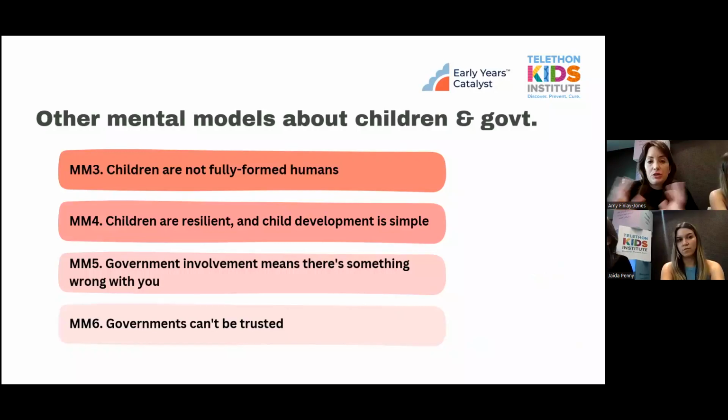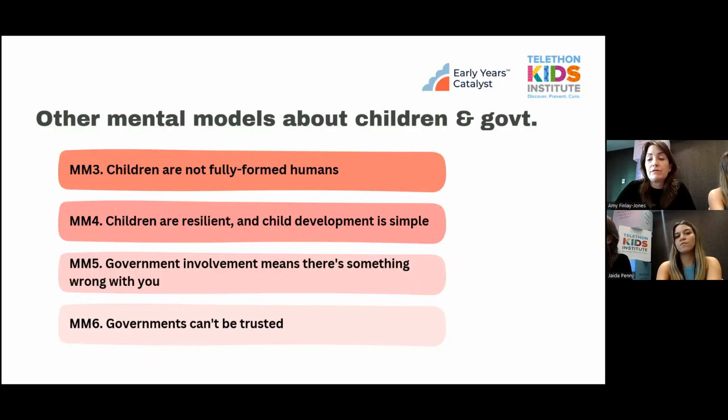So as I mentioned, we don't have time to go into all of our mental models, but just to sum up some of the other mental models around children, child development and the nature of government, we had the mental model that children are not fully formed humans and therefore they're not naturally connected to adult issues such as social policy. Children are resilient and child development is simple, and by extension, there's not that much that we need to do about it. Government involvement means there's something wrong with you.